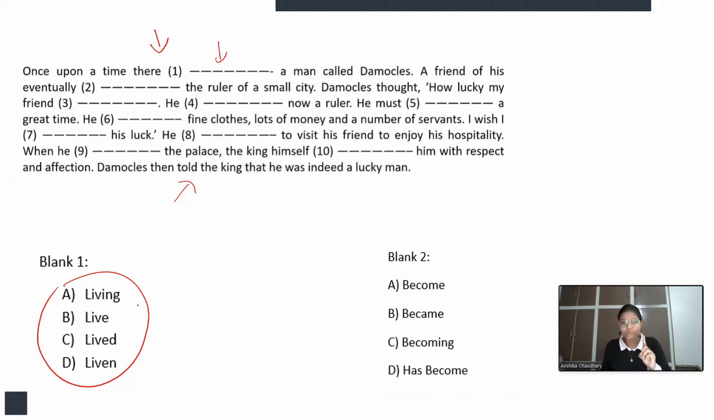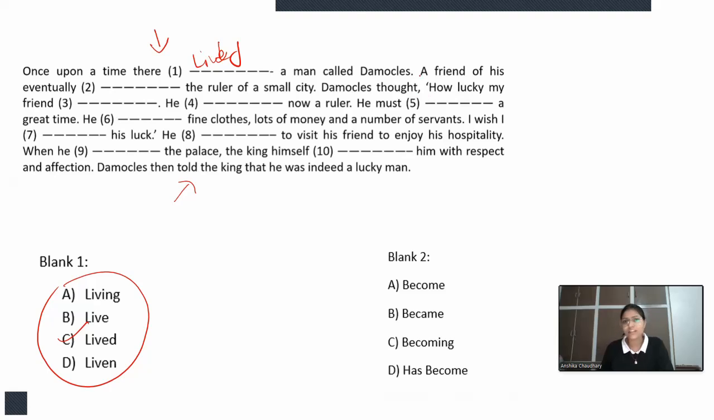For only one word, all the verbs are available in multiple forms, like present form, ing form, third form, second form, etc. So for a particular verb, all the forms are given and accordingly we need to fill. As we are talking about past, we are pretty sure that we will be using the past form of the verb. Here the verb is lived. So the past form is lived. Once upon a time there lived a man. So option C for blank one.